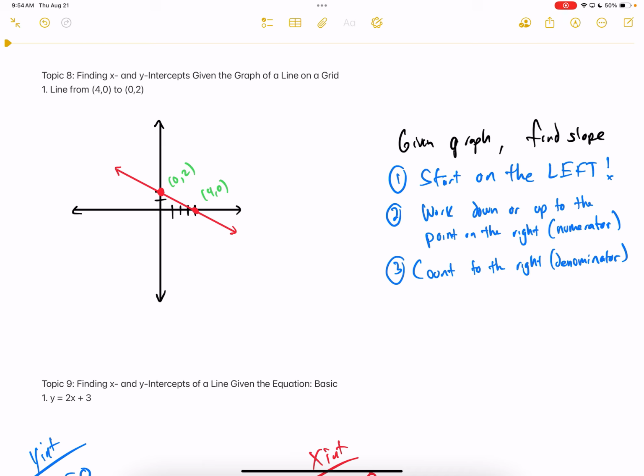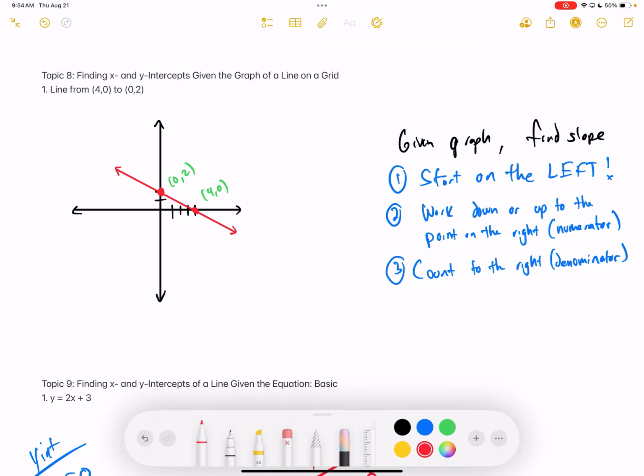The point on the left here is (0, 2), and we don't have to do anything with that, really. We're just going to count. So what I'm going to do is look at this. I'm going to start on this point right here, and then work up or down. So this is step number 2. Once I start on the left, I'm going to work up or down to be even with my other point.